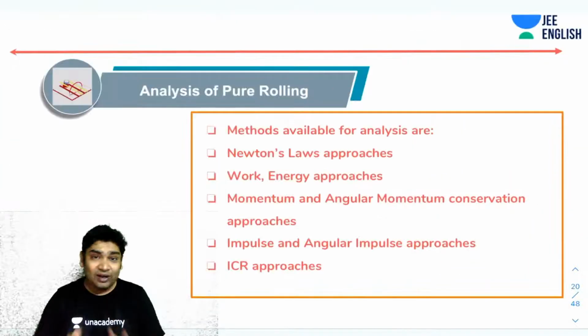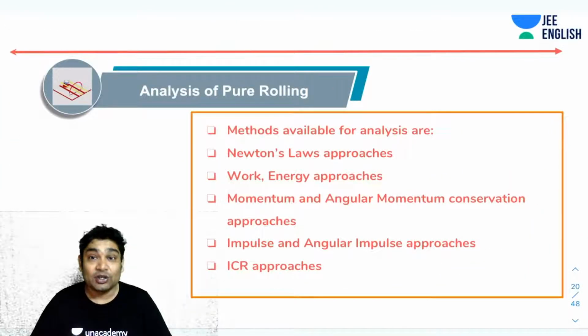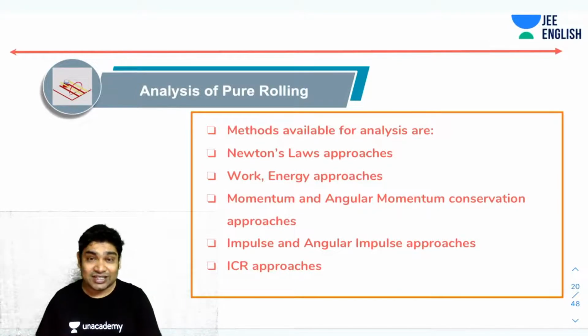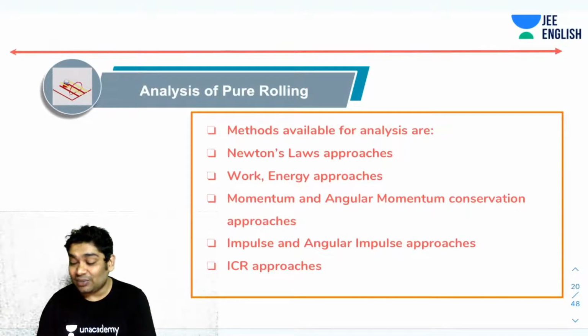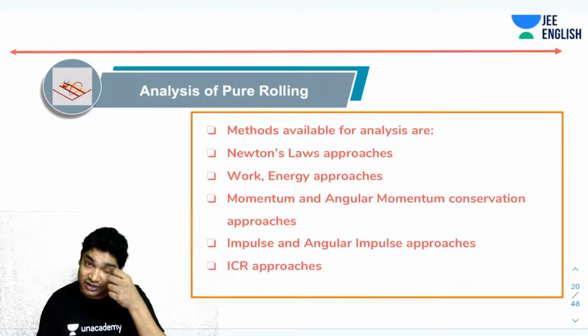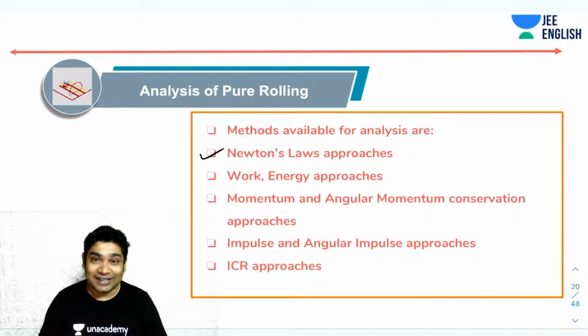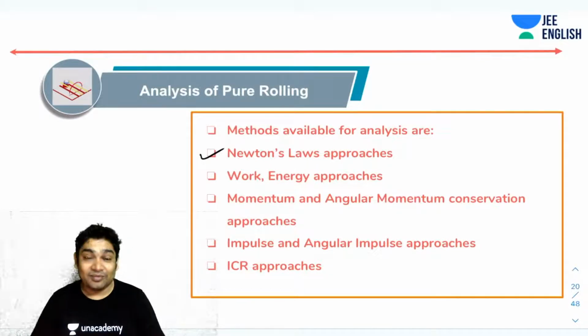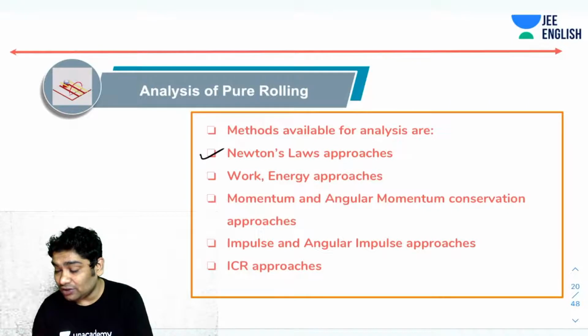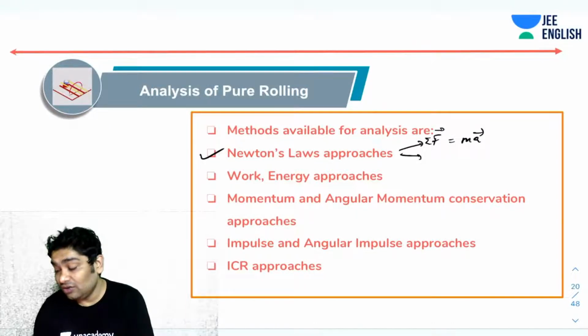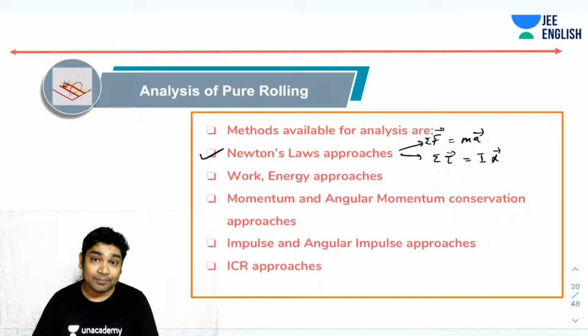All right, now let's see what methods we have for analysis of pure rolling. So we have these methods available to us. So I know there is the Newton's laws approach. As I think ARJ was asking, can he just study rotation after knowing Newton's laws only? So no, you need all this because we will use all these methods. So I will use Newton's laws. How am I using Newton's laws? I will use the summation F equals ma equations, and the analog of that, which is the summation tau equals I alpha equations. So these are the kind of equations that I'll be using for my analysis.